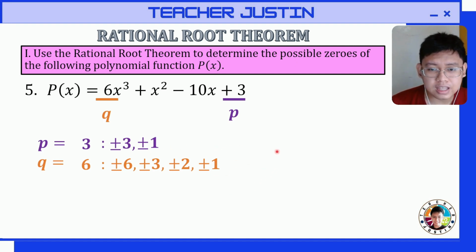Now, after getting our factors of p and q, we will get the ratio of p and q. So, we will divide our factors of p by the factors of q. So, start tayo.